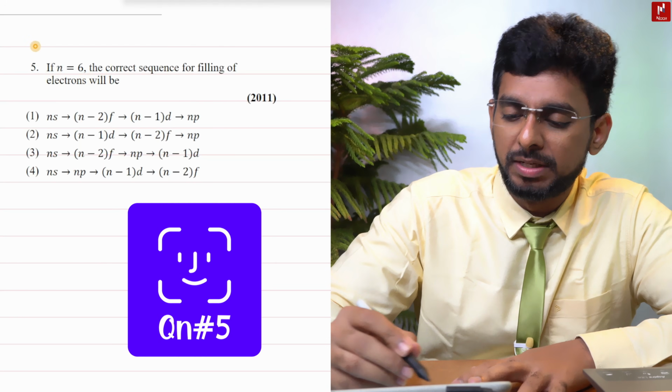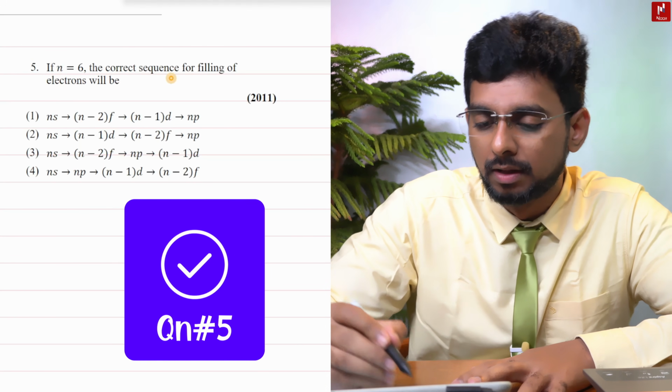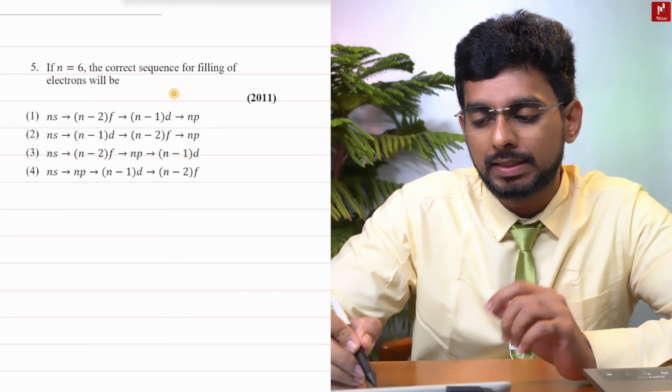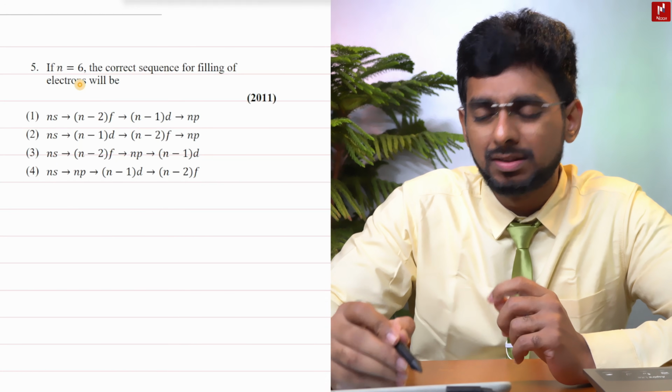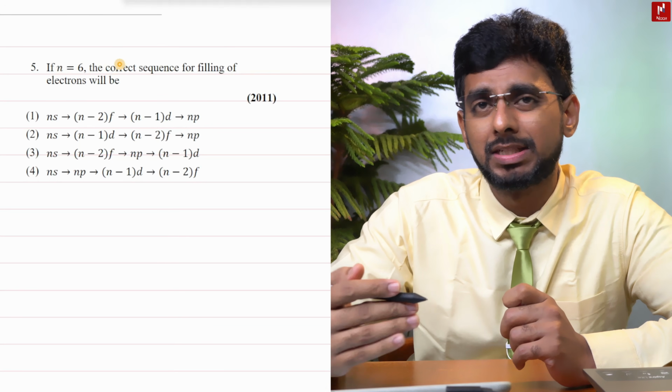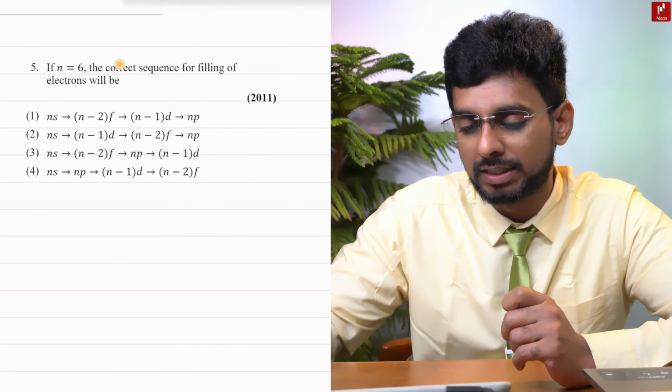This question is also based on electronic configuration. Let me read the question. You'll get it straight away. If n equals 6, the correct sequence for filling up electrons will be, right? So they've given you n equals 6. I just need to get the electronic configuration for the last valence shell, okay?